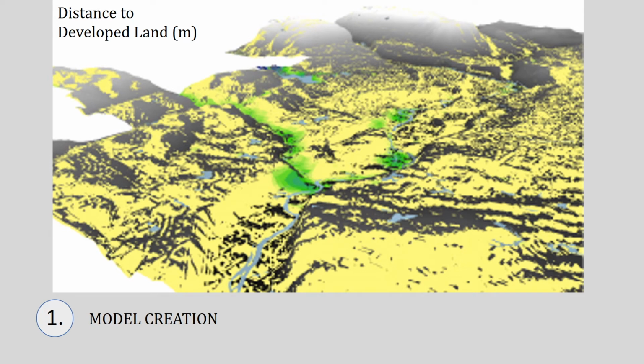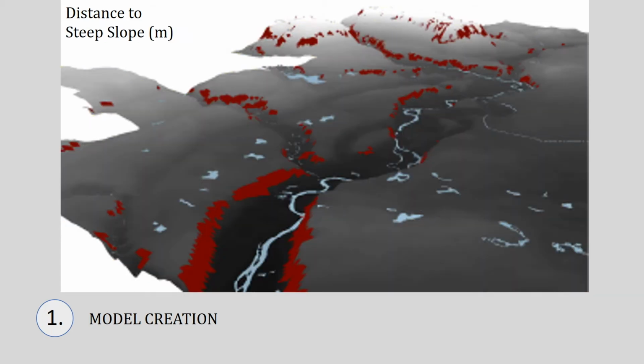Developed land has high levels of impervious surfaces which can increase runoff to surrounding areas. Steep slopes can increase the speed and rate at which water flows and pool water in certain areas.